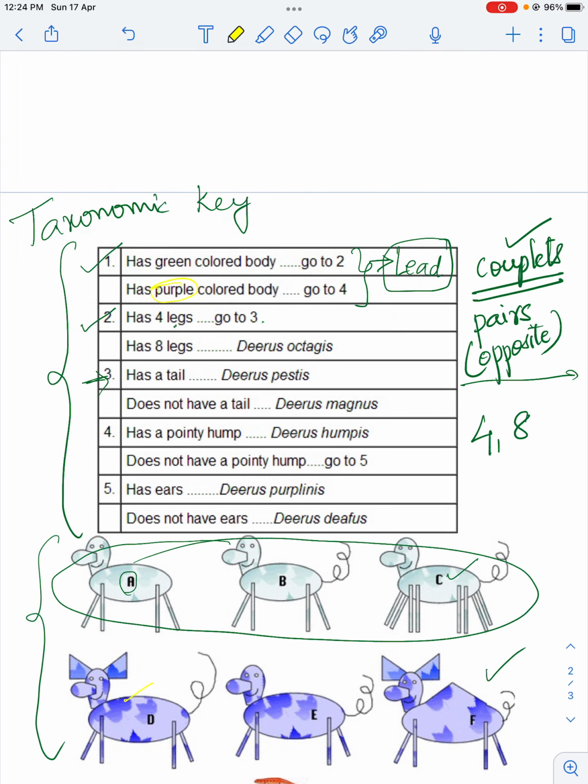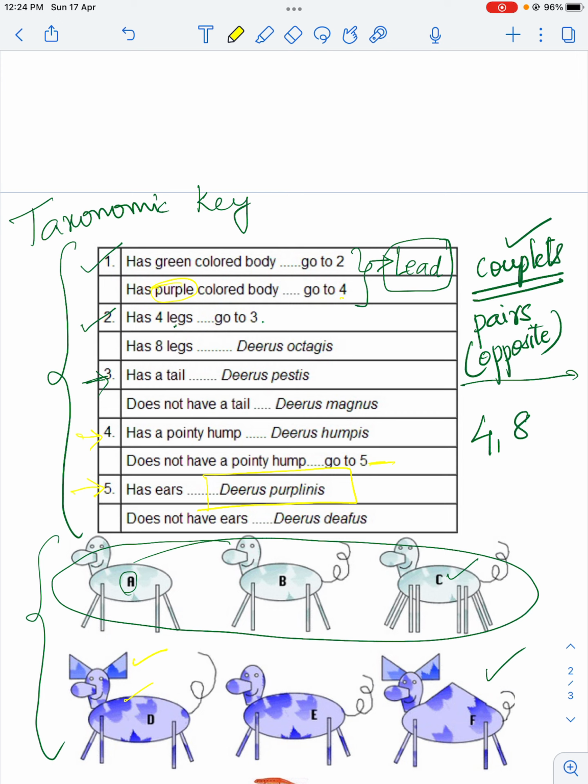Then I have to go to 4. I'm moving on to lead 4. Does it have a pointy hump? No, it does not have a pointy hump. Then I have to go to point number 5. Does it have ears? Yes, of course, it does have ears. So, this species is Dirus purplenus. So, this is how I make use of the taxonomic key to identify Dirus purplenus.